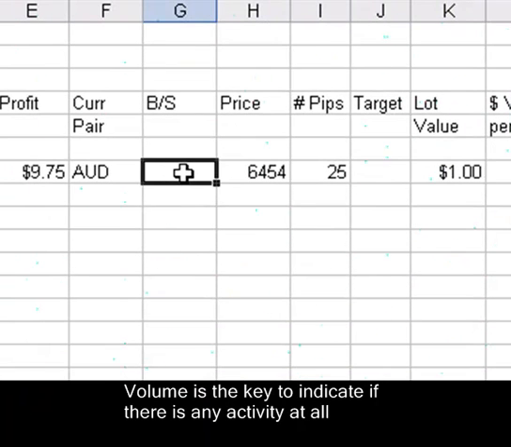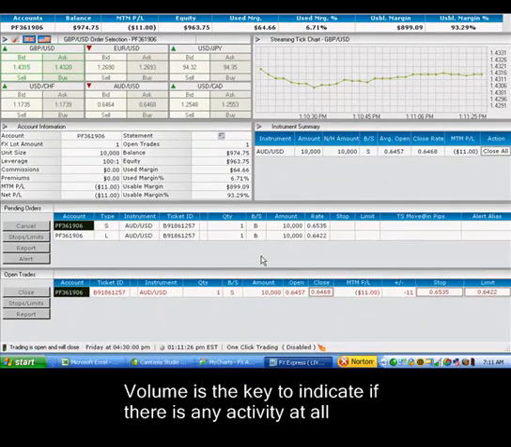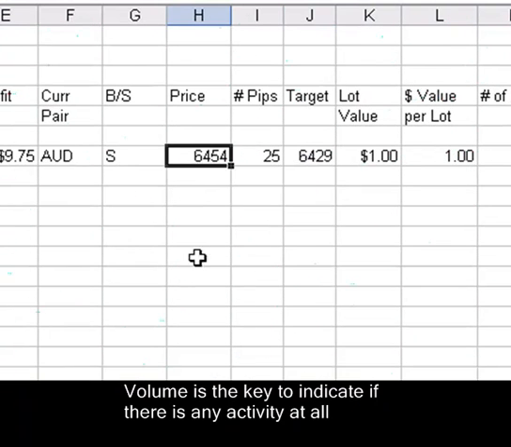Okay, we took a sell at 64.54. Our target is going to be 64.29. Is that right? Let me double check. Okay, open at 64.57. Sorry, that was my mistake. 64.57. Okay, sorry, the target is 64.32.